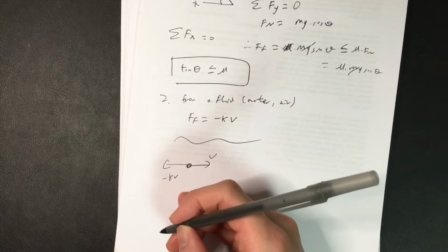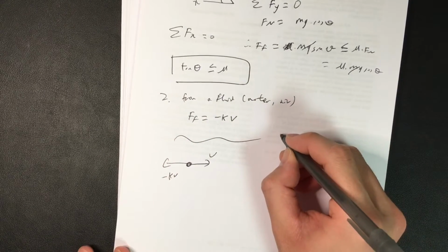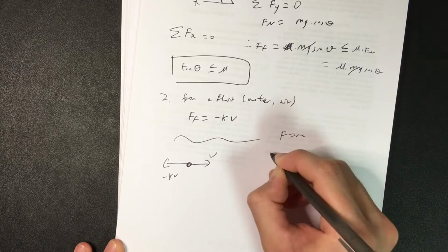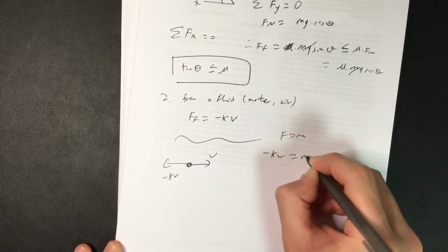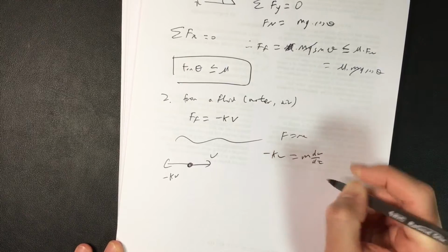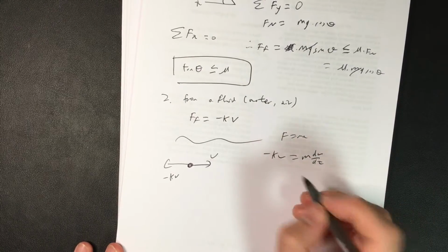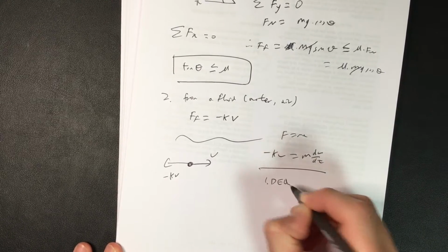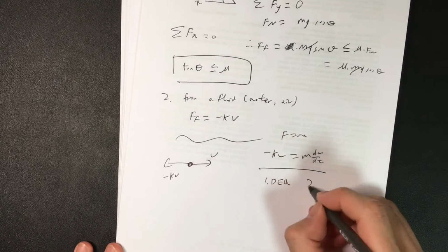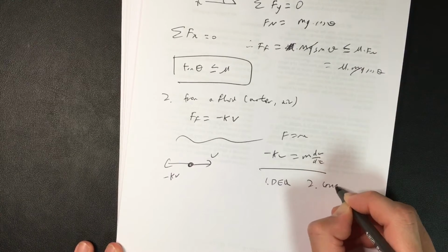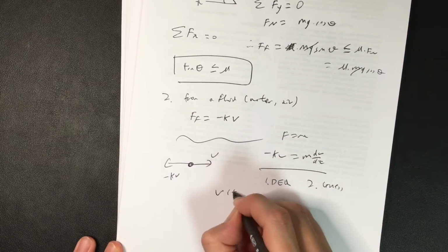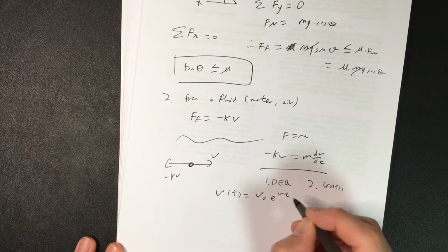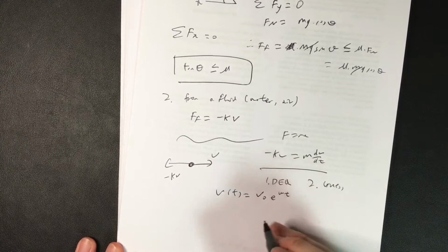Now, for solving the equation of motion of such a system, we can use Newton's law, where F equals ma, therefore negative kV equals m dv/dt. For this system, we can use a differential equation, which I'm going to talk about in later videos, but also you can guess the solution, in which I'm going to guess that v of t is going to be initial velocity times e to the omega t.